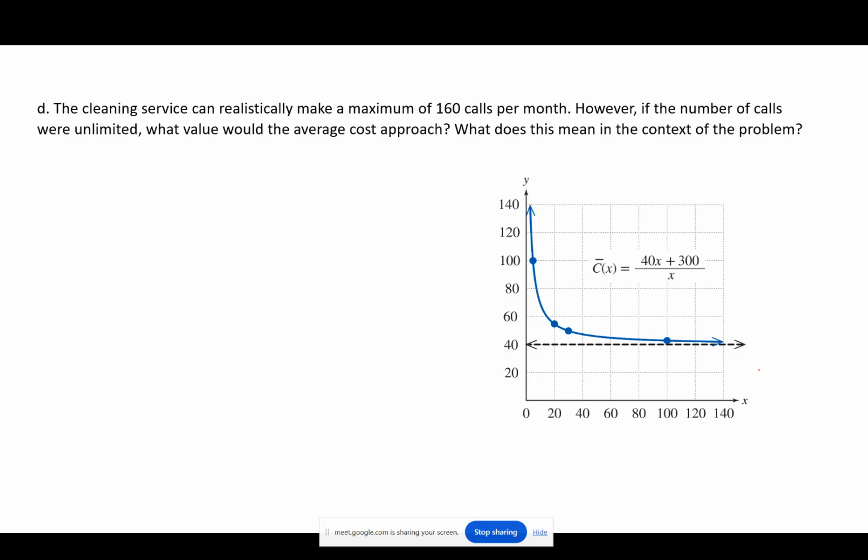It approaches 40 because once x gets really, really big, that $300 no longer makes any difference. It doesn't really matter anymore. So the average cost approaches 40 per call because, like I said, the $300 doesn't matter anymore once you get a ton of house calls. Really, all you're having to spend is the money on the cleaning supplies for each call. So that's kind of what that is telling you.